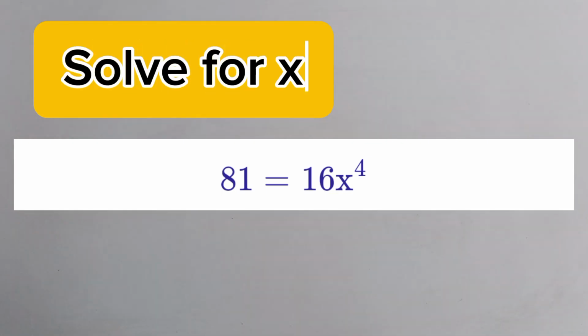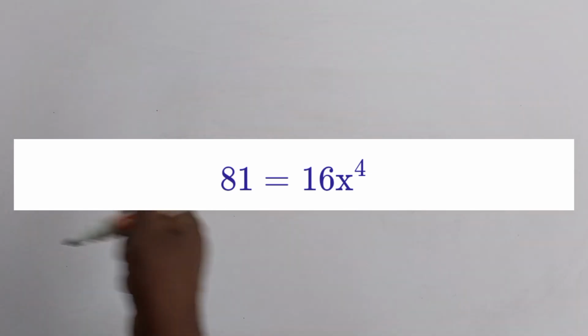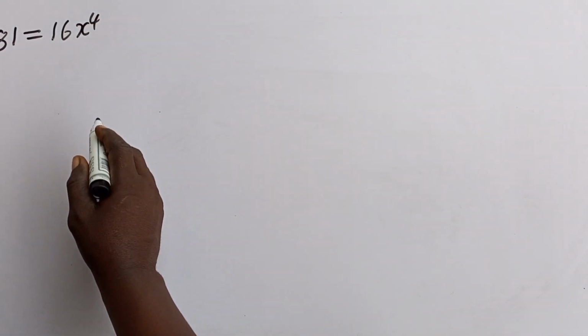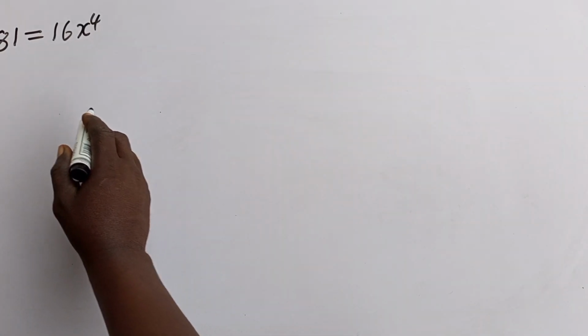Hi everyone, can we find all the four solutions of the equation 81 is equal to 16x to the power 4? If you look at it, the power of the variable x is 4, so it is a polynomial of degree 4, and so this equation must have four solutions. Alright, so let's look at it. 81 is equal to 16x to the power 4.